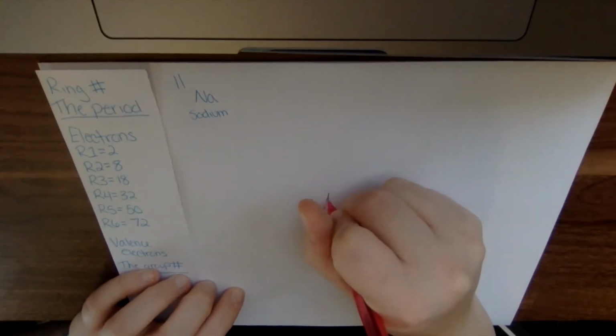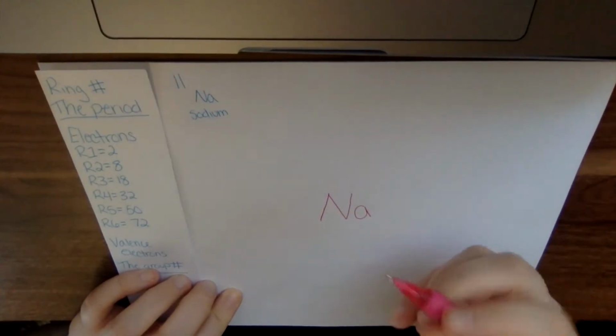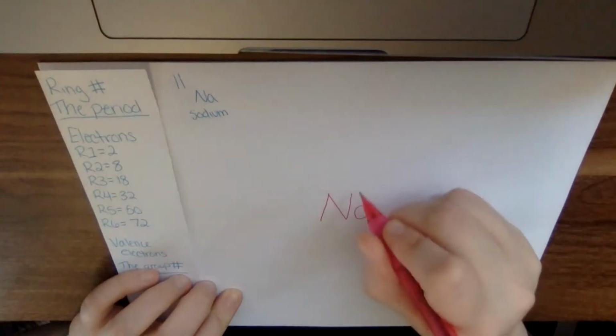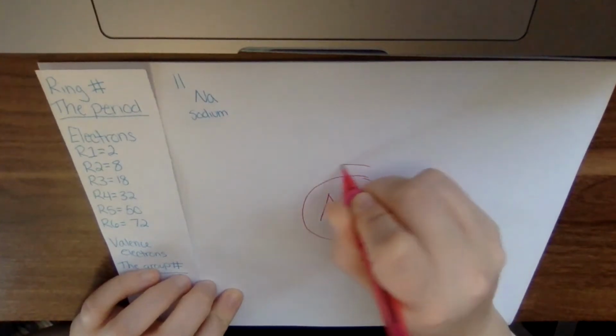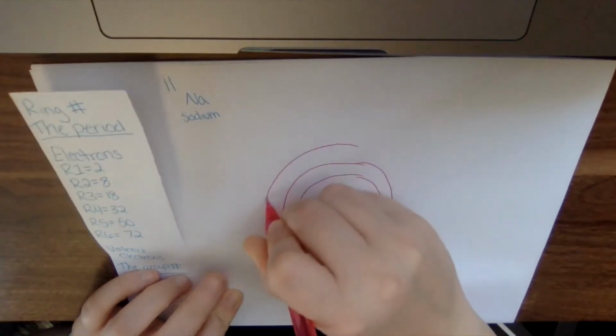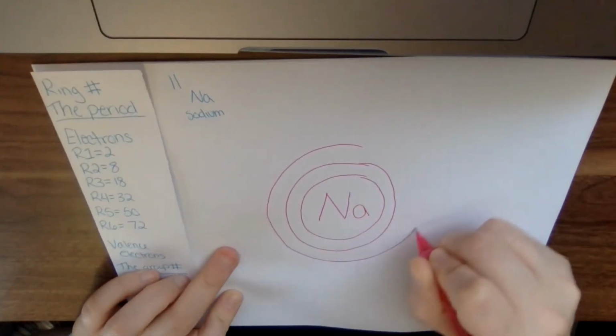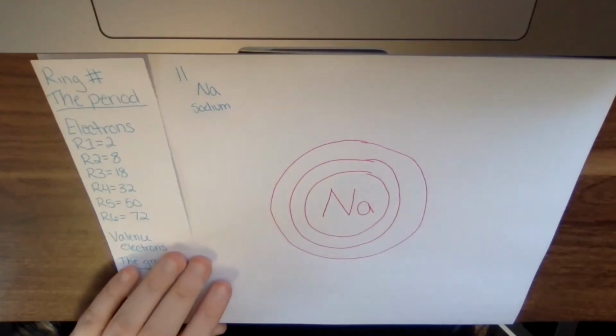So I have Na. Right off the bat, I'm going to draw 3 rings because that's how many I need. 1, 2, 3. So I have 3 rings. Now I need to start filling in the electrons.